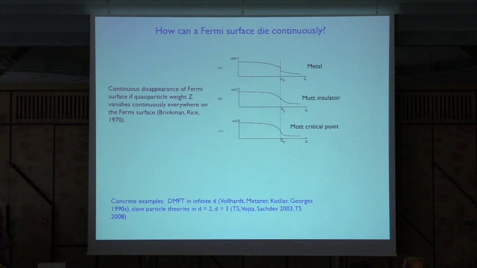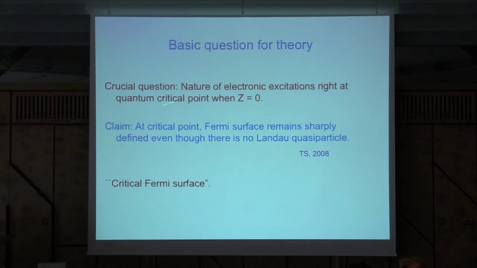So the basic question for theory then is, Z goes to zero right at this putative Mott quantum critical point, but then what's the nature of the electronic excitations once Z has just gone to zero? There's no quasi-particles left anymore because Z is zero, so something else must be going on, right? So one claim that is fairly easy to justify is that at the critical point, the Fermi surface remains sharply defined even though there is no Landau quasi-particle. Okay? So you've lost the quasi-particle, but you've not quite lost the Fermi surface yet. Right? So the Fermi surface has a ghostly existence right at this critical point, even though there's no Landau quasi-particle.